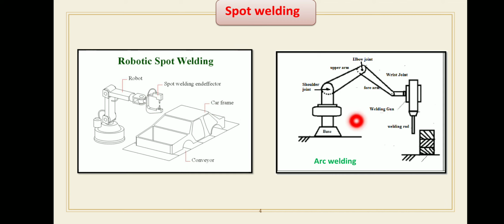And in the case of arc welding operation, you can easily fit the welding gun to the wrist joint and perform the arc welding operation. So this is the simple workpiece on which you have to perform the welding operation.